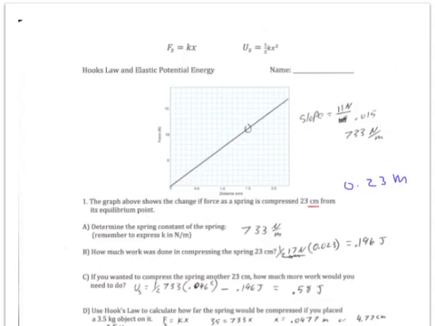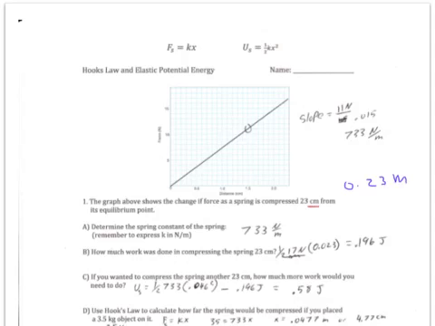How much work was done in compressing the spring 23 centimeters? So I solved it using the area under the curve. I said, well, if I go to here, it looks like it's 17 newtons. And then from here to here is 23, or 0.023 meters, and for this area I have to take half of it, so 1/2 of 17 times 0.023 gives me 0.196 joules. Now there's another way I could solve it using this equation here, and we'll do it in a minute. We'll get something very close but not quite the same because of rounding differences. But it's fine if you wanted to use it this way.